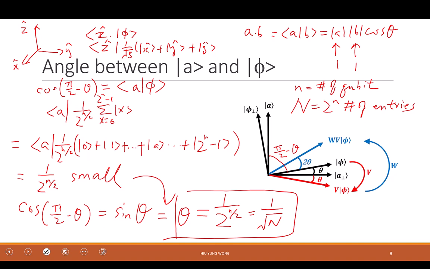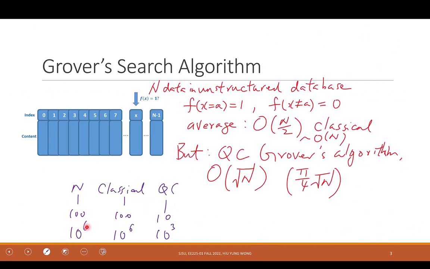But square root, yes, I need to do a lot. You need to do many iterations, but is there a real circuit? Every time, you need to do square root N of W times V times. But remember, in classical, you need to search N times. Here, I only need to do it square root N times. Of course, it is still a lot. If I have 1 million entries, I still need to do it 1,000 times. If I have 1 trillion, I still need to do it 1 million times. But I don't need to do it 1 trillion times.